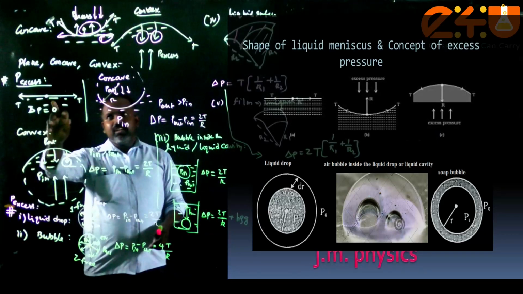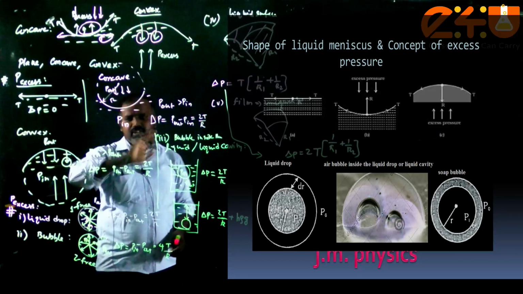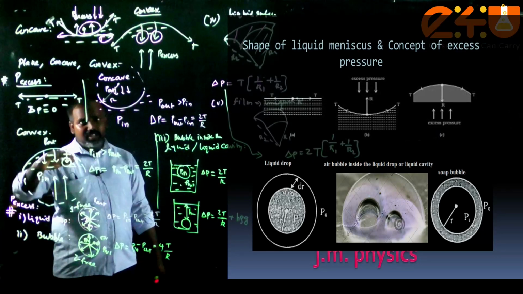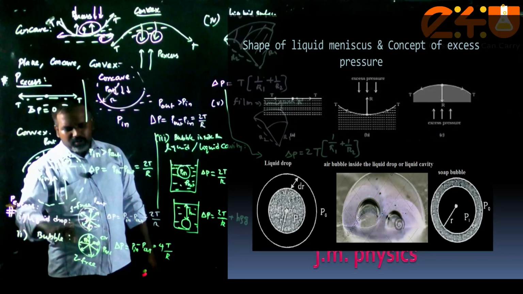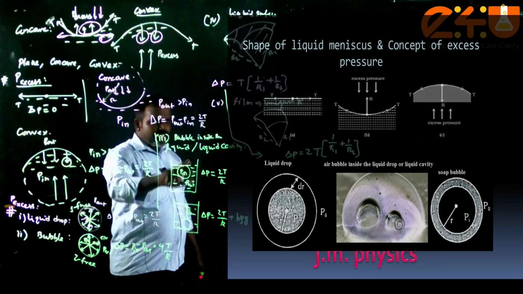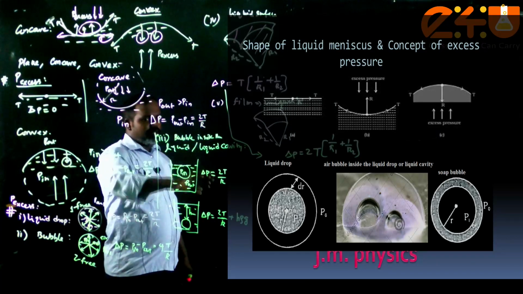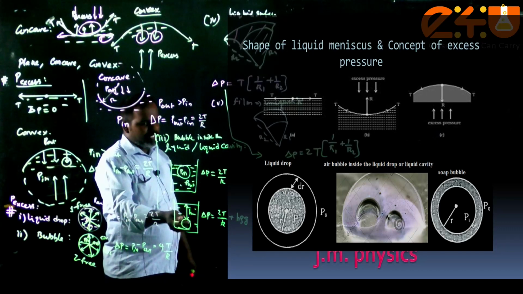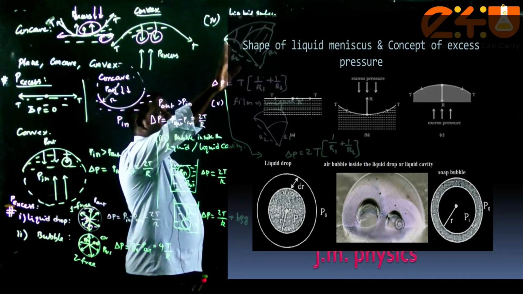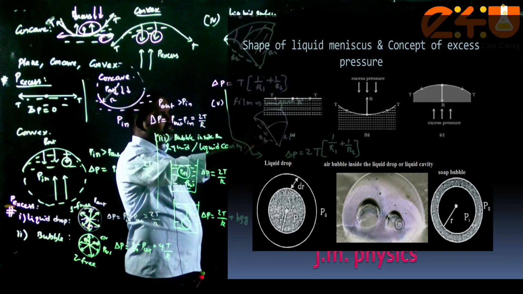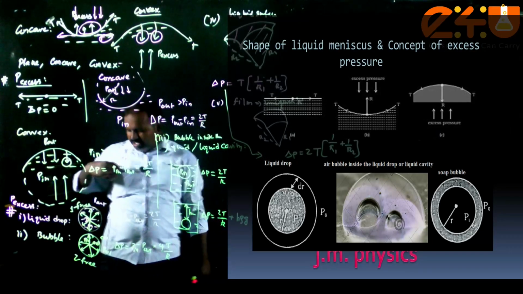So this is the concept of excess pressure in various systems: plane surface, concave surface, convex surface, that is meniscus, liquid drop, bubble inside the liquid, which is a liquid cavity, the same thing at a certain depth, and the unequal liquid surfaces and unequal film surfaces. Kindly note down the theory, students.